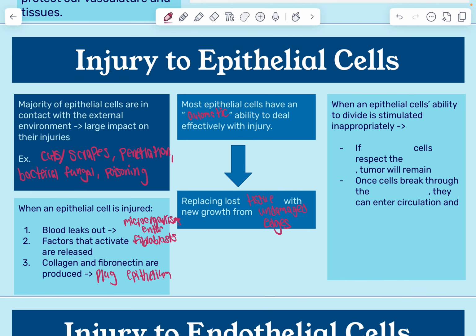When an epithelial cell's ability to divide is stimulated inappropriately, a tumor may result. And if neoplastic cells respect the basement membrane, the tumor will remain localized. But once they break through the basement membrane, they can enter circulation and metastasize.